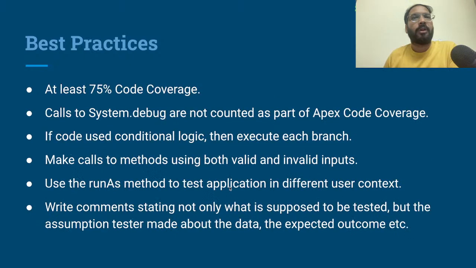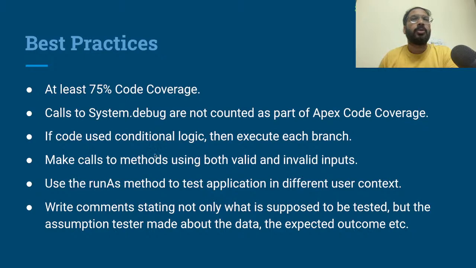Moving forward, we have more best practices. At least 75% code coverage should be there, because if you don't have that much code coverage, your code won't be deployed to production. Calls to system.debug are not counted as part of Apex code coverage. So if your Apex class has system.debug, that won't be part of your code coverage.